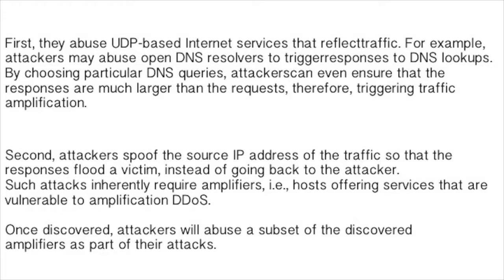Second, attackers spoof the source IP address of the traffic so that the responses flood the victim, instead of going back to the attacker. Such attacks inherently require amplifiers, hosts offering services that are vulnerable to amplification. For many of these protocols, adversaries simply use internet-wide scans to identify millions of amplifiers. Once discovered, attackers will abuse a subset of the discovered amplifiers as part of their attacks.